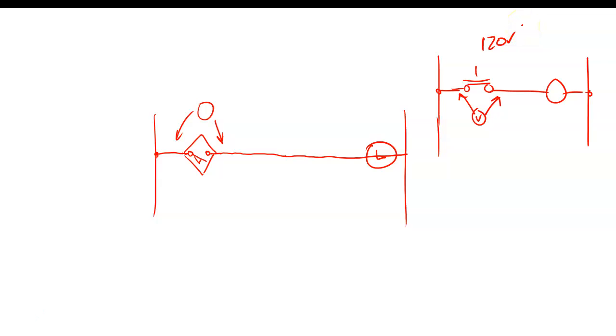So what would I measure across the push button when it was closed? Guys, how much resistance does a closed push button have? 0. Okay, so voltage drop is equal to V, right, times what? I, let's say 20 amps, times 0. How much voltage does a closed switch drop? None. If it's good, it drops 0 volts.